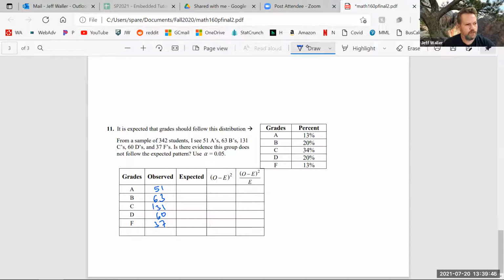Now, let me get you guys to maybe buy into what I'm about to do. Now come at me, whoever was telling me a minute ago. How do I fill in the expected? How do I fill in this first spot under the expected column? What would I have to do? You use the percentages and multiply by the sample number. Yeah, what's 13% of 342? 44.46. Okay, so let me show you this.